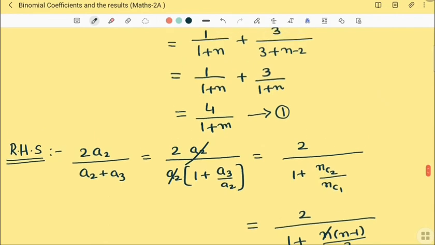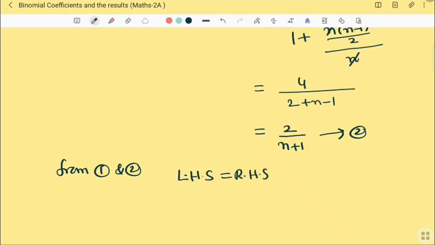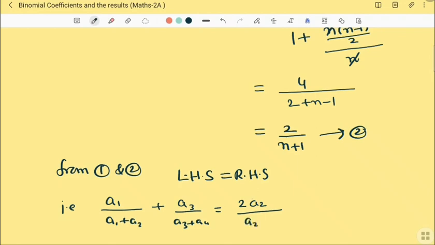So LHS and RHS are both equation number 1 and equation number 2. From 1 and 2, LHS is equal to RHS, and that is A1 by A1 plus A2 plus A3 divided by A3 plus A4 is equal to 2A2 divided by A2 plus A3.